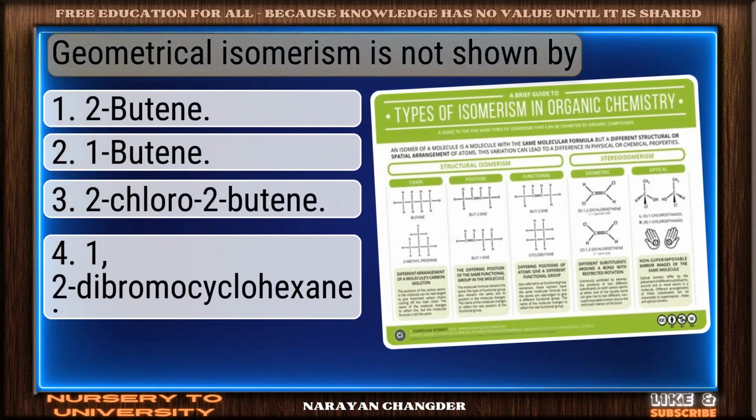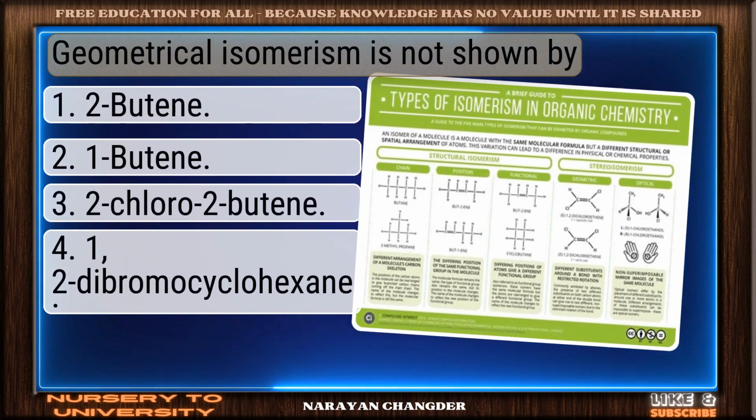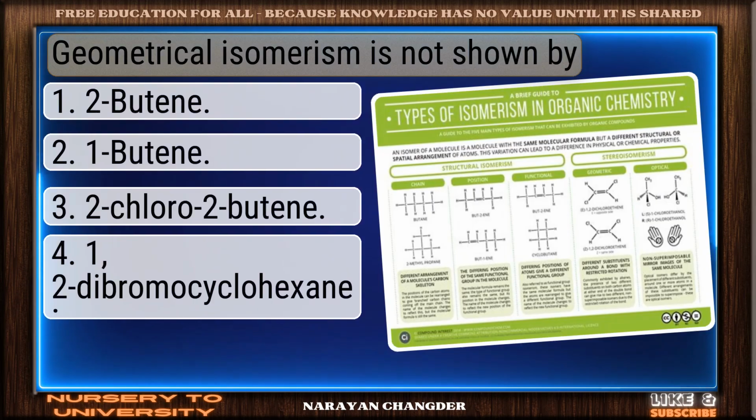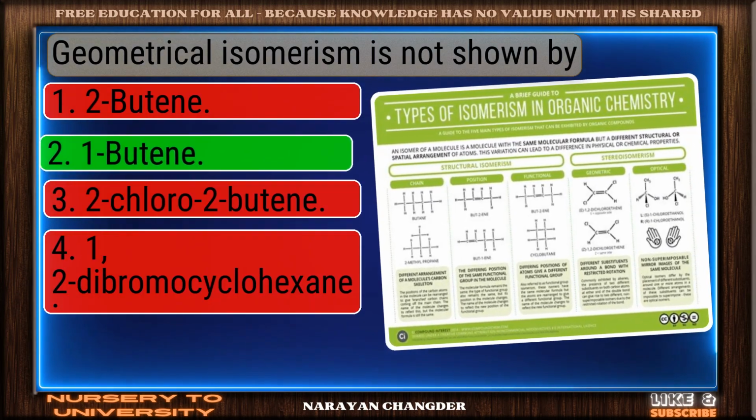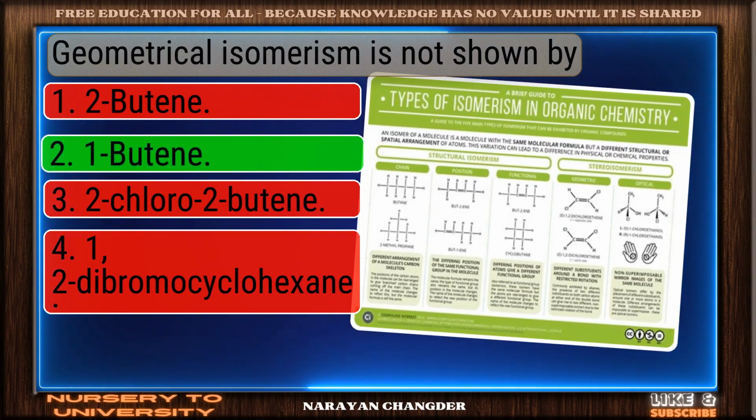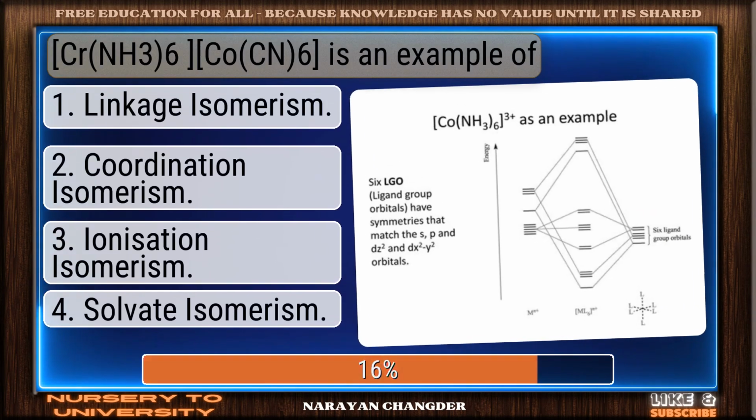Can you solve all these isomerism questions? Geometrical isomerism is not shown by. Nicely done. 1-butene is a solid answer. Is an example of.